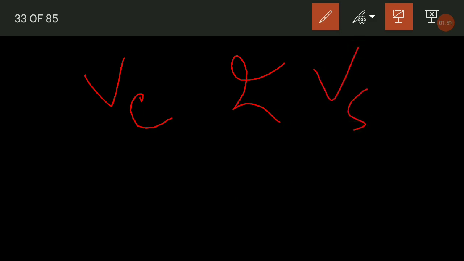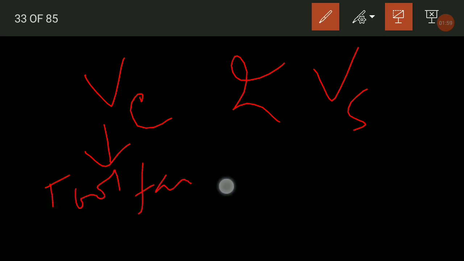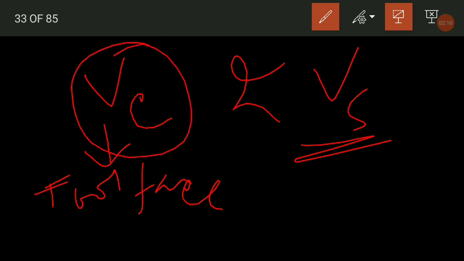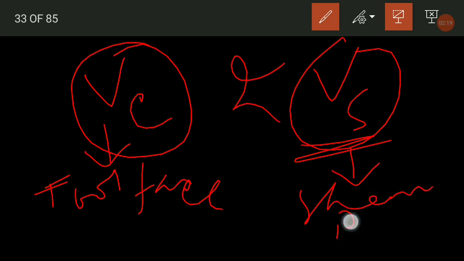In case of chip velocity, what happens? The velocity of the chip relative to the tool and directed along the tool face. So it is directed along the tool face. Whereas in case of VS, it is the velocity of chip relative to the workpiece. So VC is relative to the tool and VS is relative to the workpiece, and VS is also directed along the shear plane.